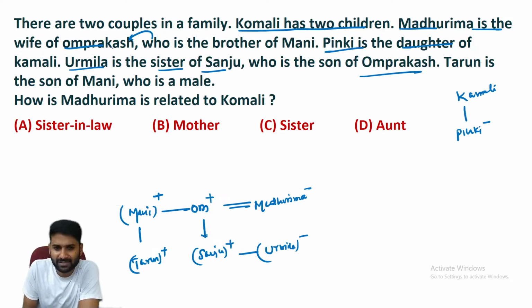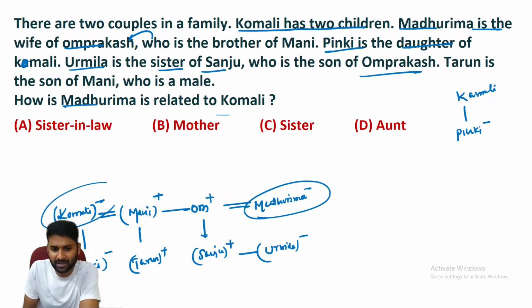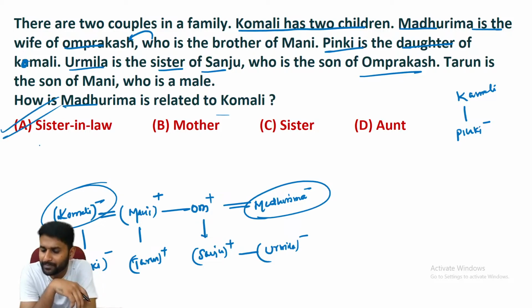Now, guys, this is Komali. They have a relation here. Mani must be married to Komali. And Komali has a daughter, Pinky. This is the final picture. And Pinky is female. The question: how is Madhurima related to Komali? Remember that Madhurima is related to Komali as a sister-in-law.